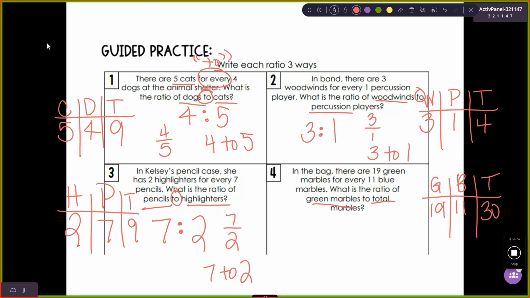We had to understand that if you have a part, it makes a total. What's another word for total? Whole. Okay, so my green is going to be 19, and then my total will be 30. And then I need to write it as a fraction, and then with the word to. So that was our homework.